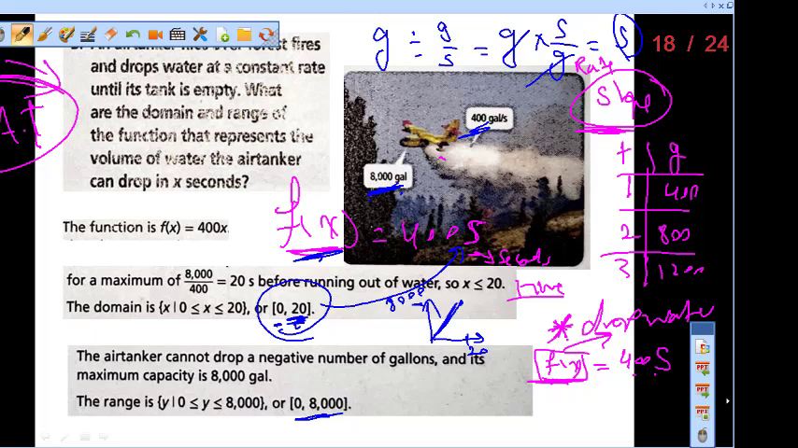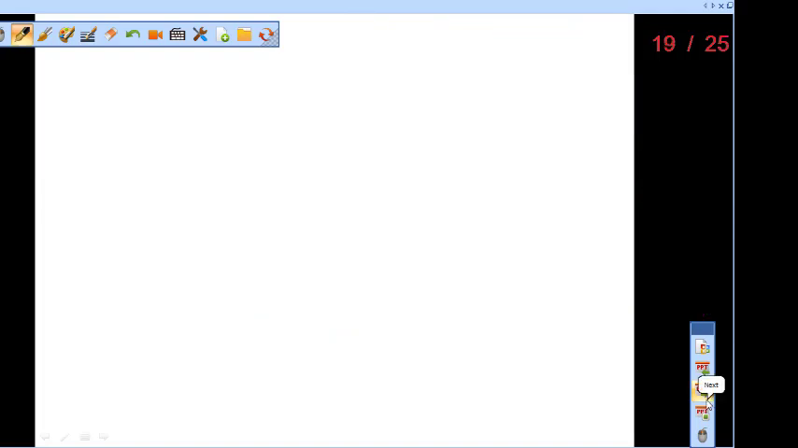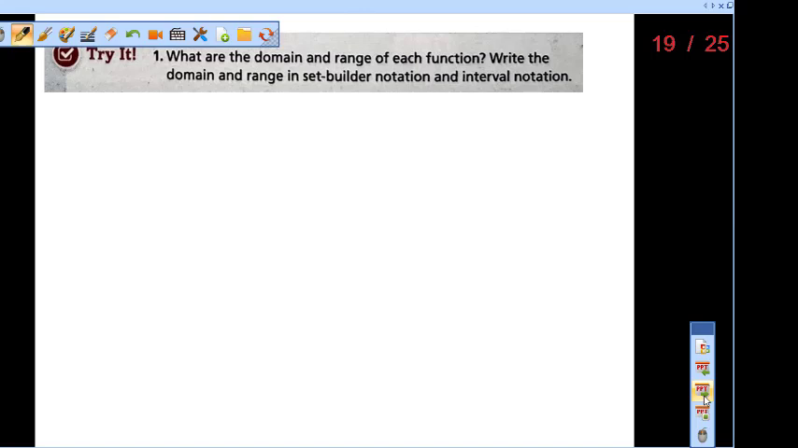Okay, guys, let's proceed. What is the domain of each function? Let's see, guys, for this one. What is the domain of this function? This one looks like quadratic. Its domain is always from negative infinity to positive infinity.